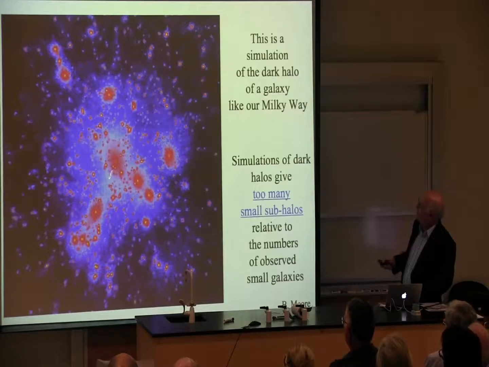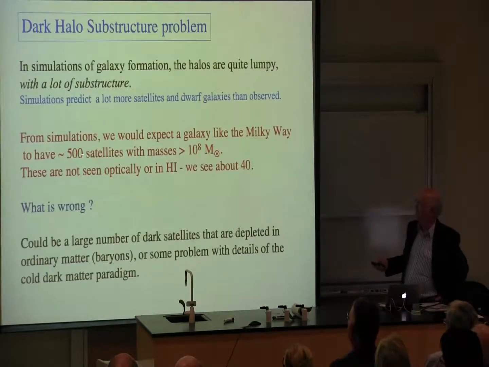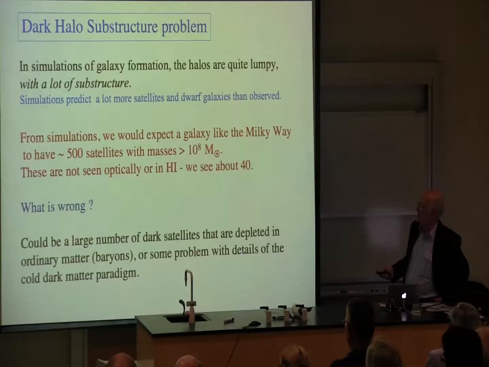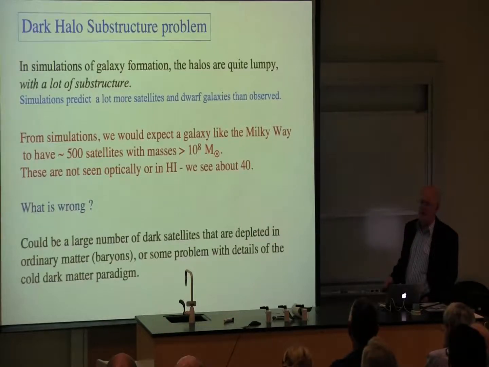And these simulations give far more small subhalos or lumps relative to the numbers of small galaxies that we see. So this is the problem. From simulations, we expect a galaxy like ours, if it's a big galaxy, to have about 500 satellites with masses more than, say, 10 to the 8 times the mass of the Sun. We don't see those. We see about 40. What's wrong? Well, it could be that a whole lot of these satellites are just dark. They've got dark matter, but they don't have enough ordinary matter, which we call baryons. Or there's some problem with the whole dark matter paradigm. And my belief is that it's probably this one here, that there are a lot of lumps out there, but they just don't have any baryons in them to light them up.